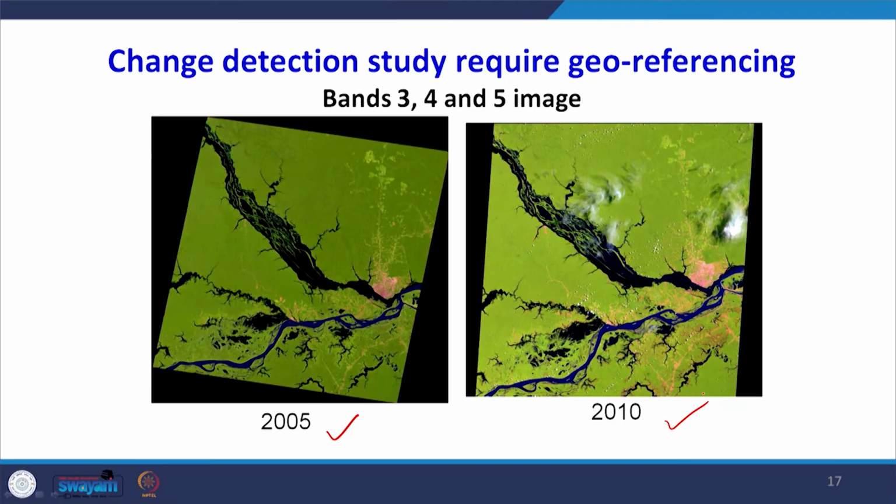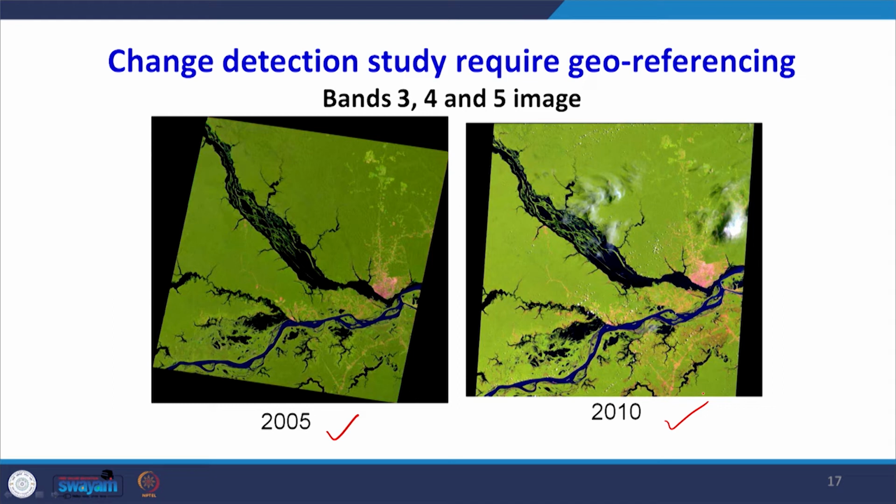Then I have another image of the year 2010. Now I have to use these two images to see what changes have taken place over a period of 5 years in the area, as far as the river or the urban area is concerned. So this 2010 image I have to register on the 2005 image. This is called image to image registration, image to image georeferencing.